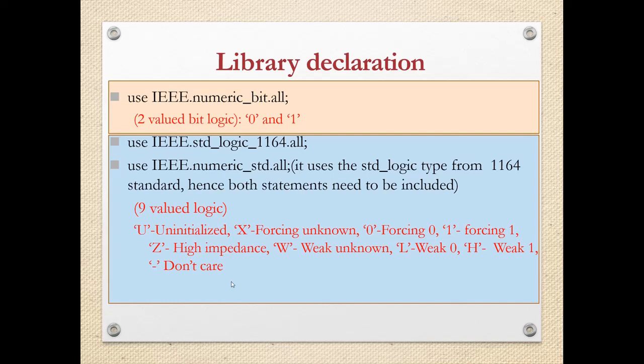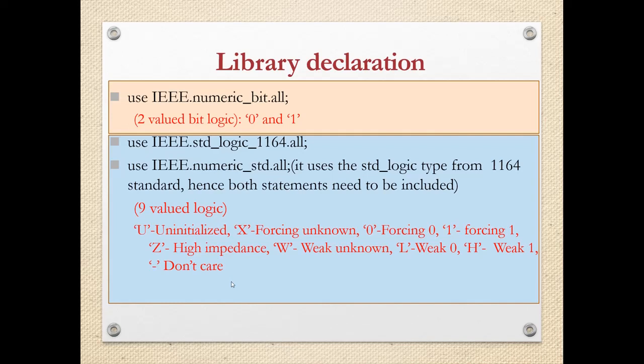So you'll see one example of this library declaration. Use IEEE.numeric_bit.all. As it is only the numeric_bit type of library, a 2-valued logic will be used in the program. So only logic 0 and logic 1 will be considered.